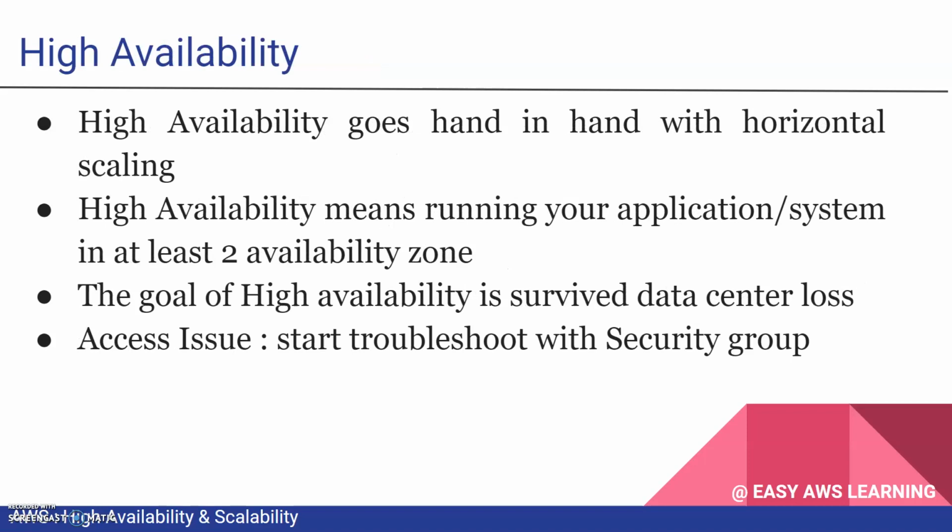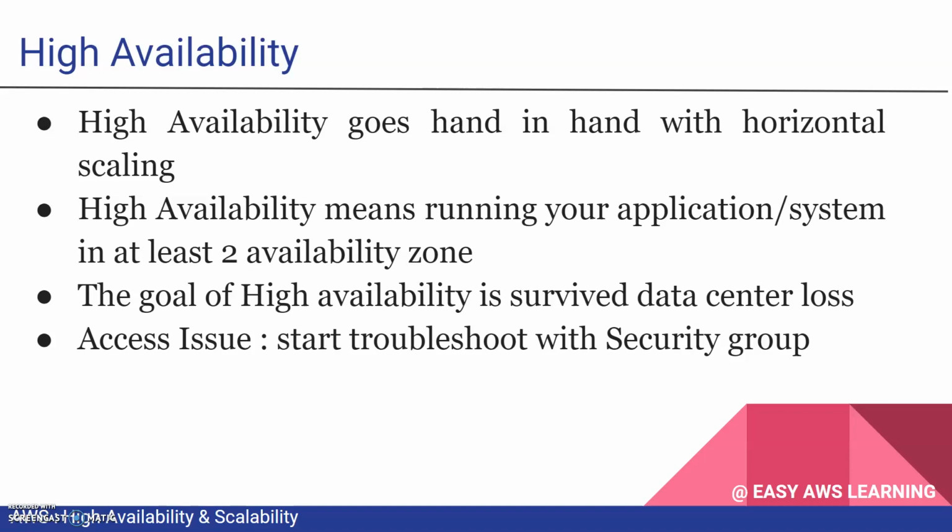High availability goes hand in hand with horizontal scaling. High availability means running your application system in two different availability zones, which means two different data centers in two different geographical locations. So in case anything happens, such as a single data center loss, your availability will always be there for your customers. In case of any disaster, there are available servers to respond to your customers. The goal of high availability is to survive a data center loss.